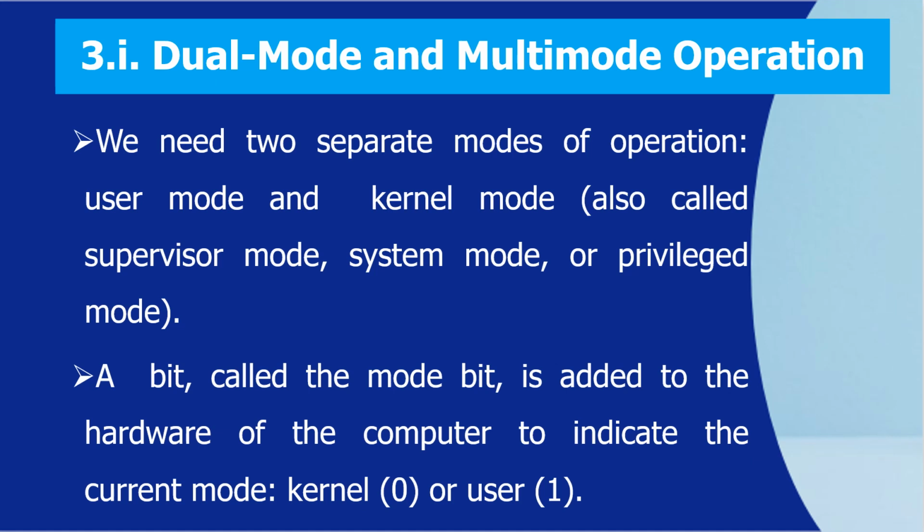Here, dual mode and multimode operation. In this, we need two separate modes of operation. The first one is user mode and the second is kernel mode. A bit called a mode bit is added to the hardware of the computer to indicate the current mode: kernel is termed as 0 and user is termed as 1.